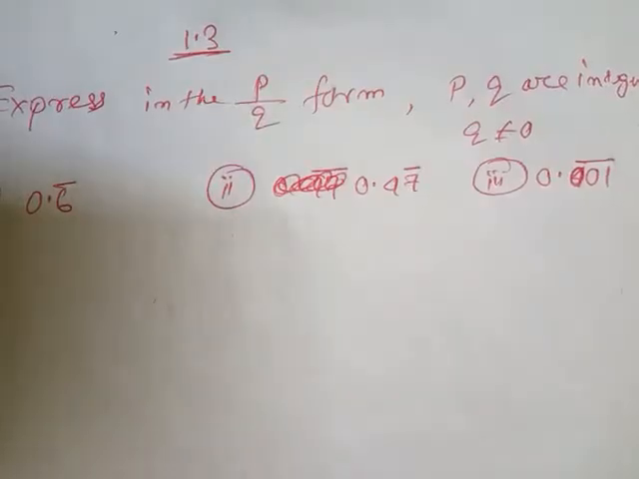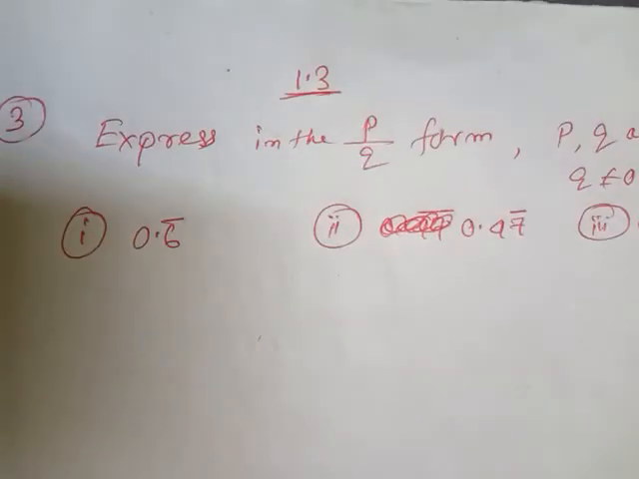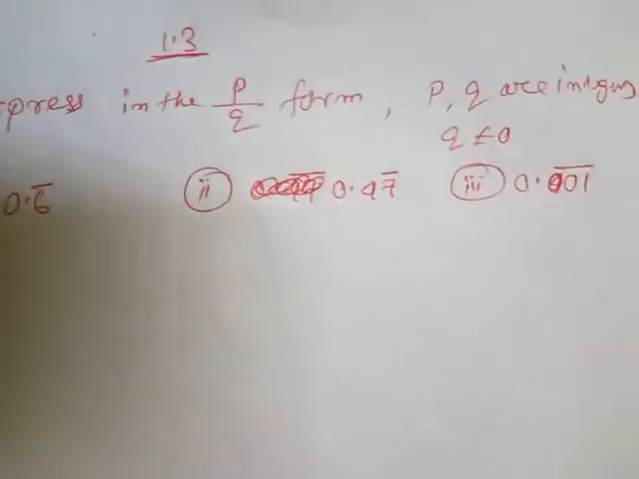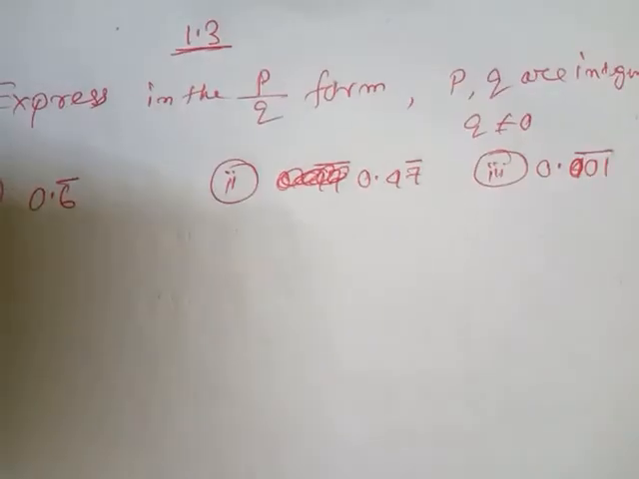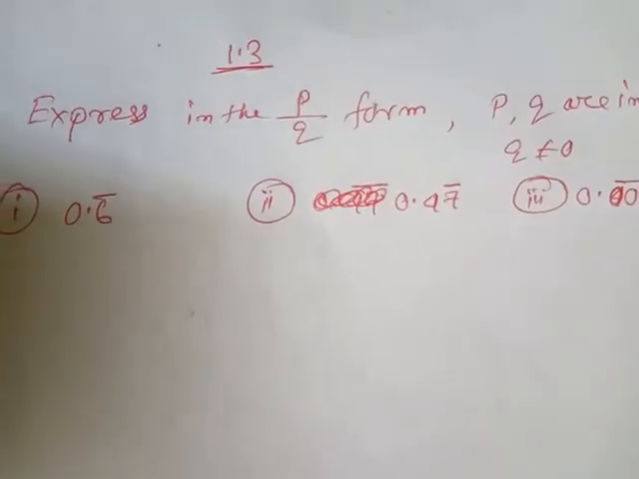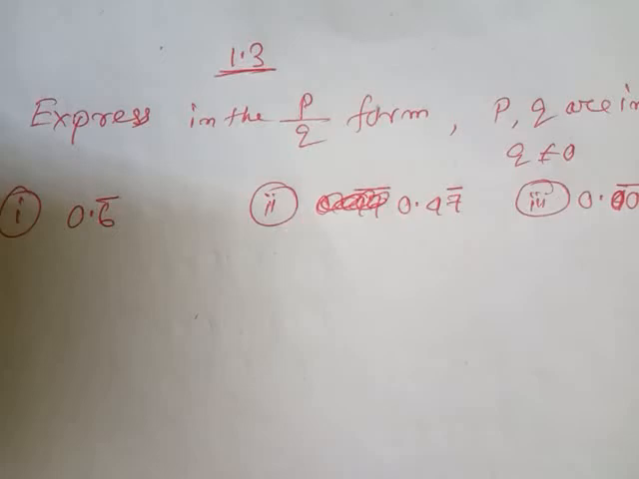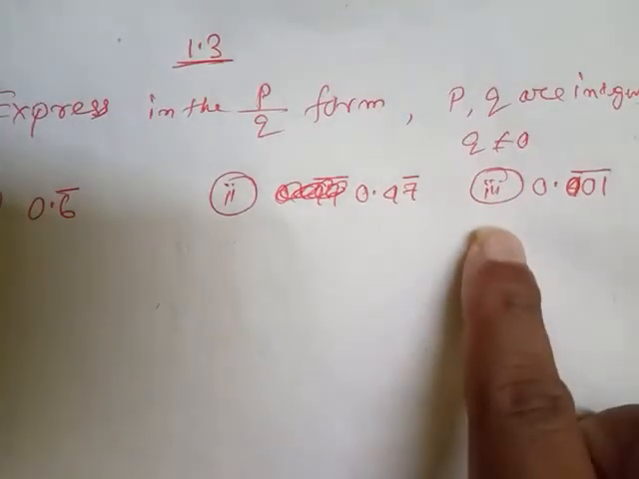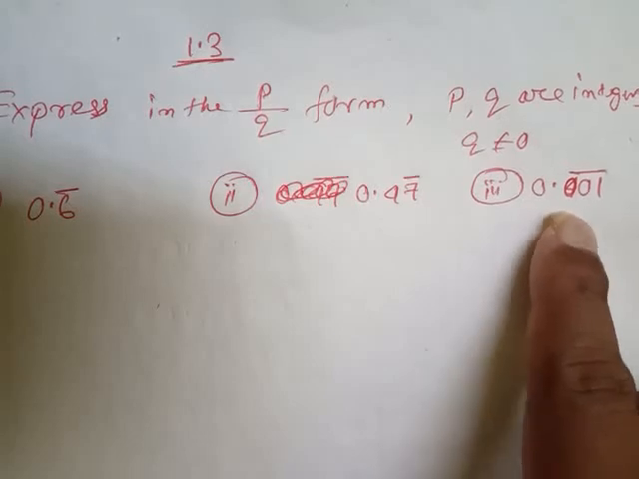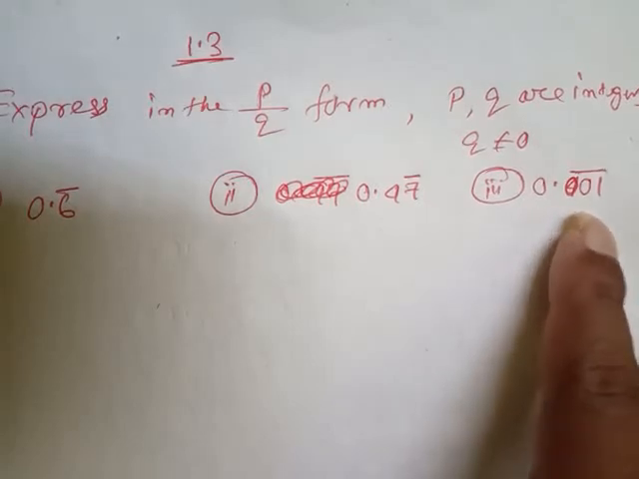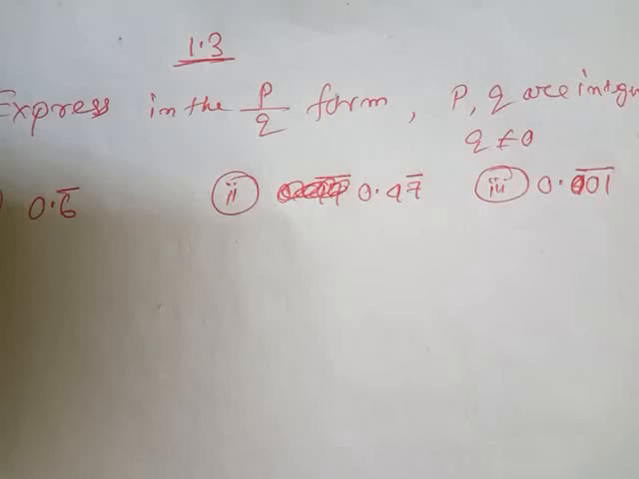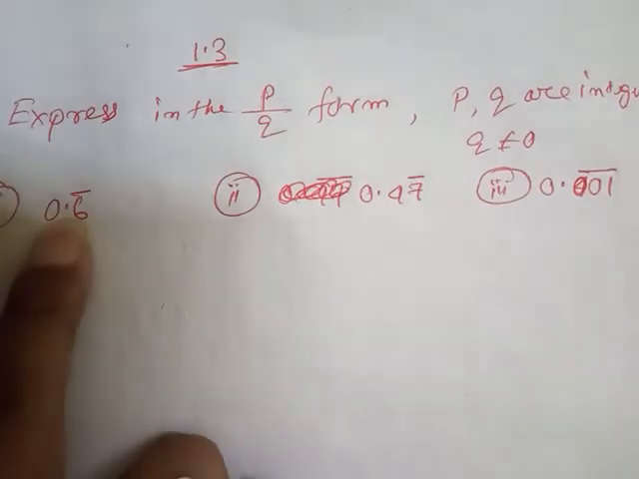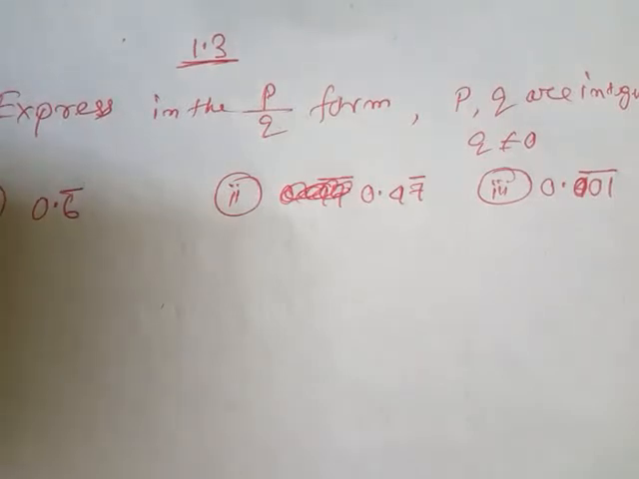Students, now we are going to solve question number 3. Express in the form p by q, where p, q are integers and q is not equal to 0. Students, there are many questions in your book, but I have written only 3 questions: 1, 2 and 3. Roman 1 is 0.6 bar, Roman 3 is 0.001 bar and Roman 2 is 0.47 bar. I am going to solve only one sum now, and the rest you will solve by watching the video.